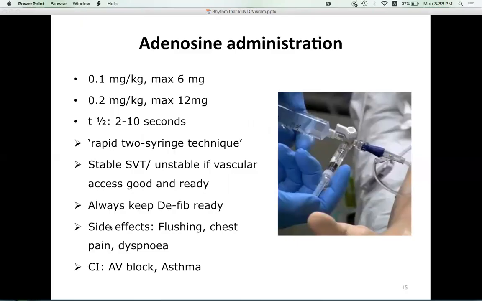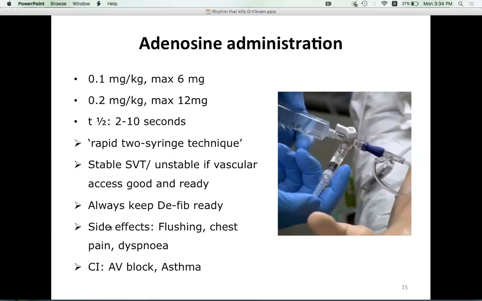The first line drug for treating SVTs is adenosine. We usually give it at 0.1 milligram per kg and a maximum of 6 milligrams in the first dose. However, if the patient does not respond to this initial dose, then we can go up to 0.2 milligram per kg up to a maximum of 12 milligrams. You have to remember that the half-life of this drug is very short, just 2 to 10 seconds.